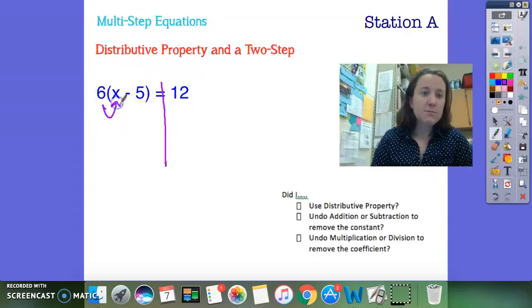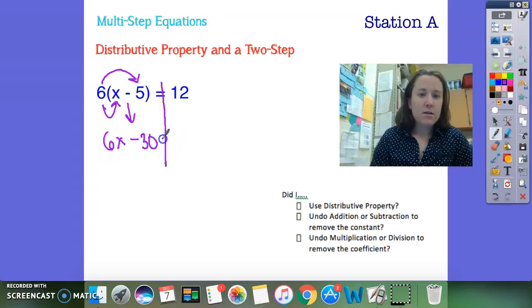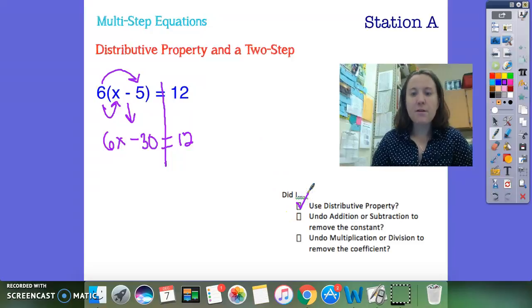So I should be multiplying 6 times x, which is 6x. I'm going to bring down the subtraction sign, and then I'm multiplying 6 times 5, which is 30, is equal to 12. And so I've taken care of distributive property. Now I need to undo the addition or subtraction in order to remove the constant.